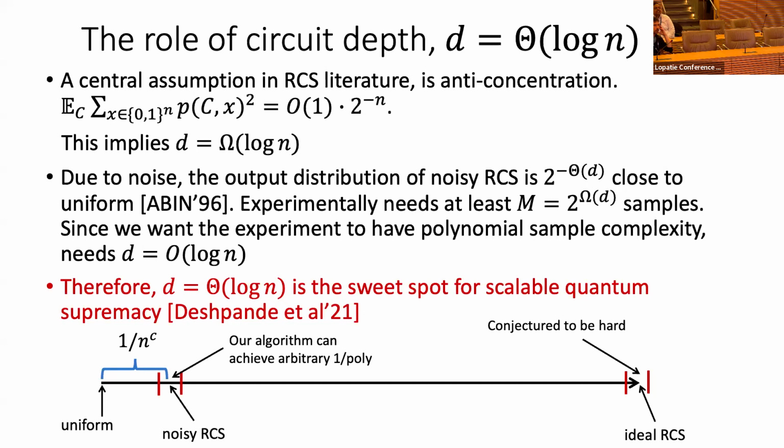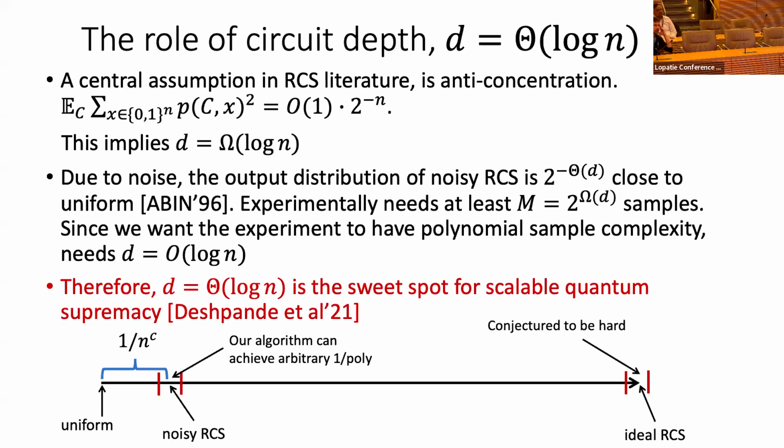From the lower bound, well, a central assumption in the RCS literature is what's called anti-concentration. I'm not going to define it here, but I'm not going to dwell on it. The point is basically that the distribution is not concentrated, and this is required for the hardness assumptions.